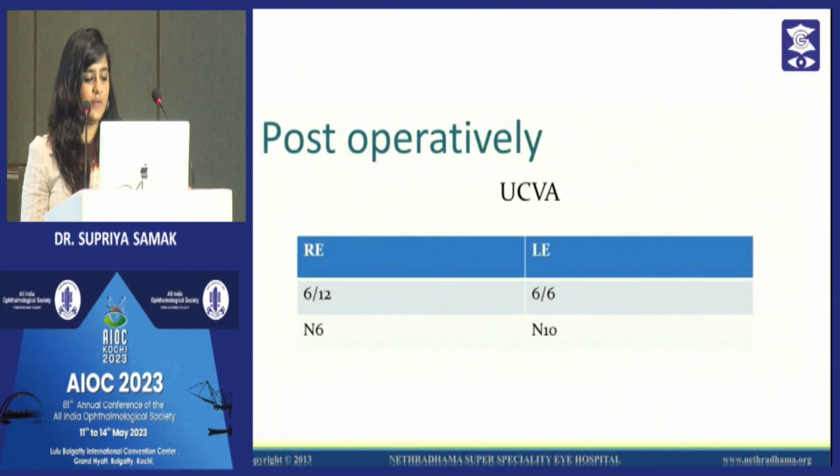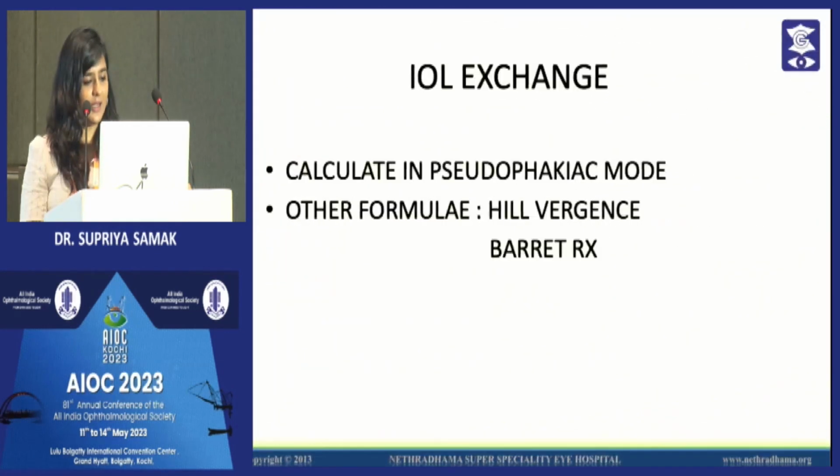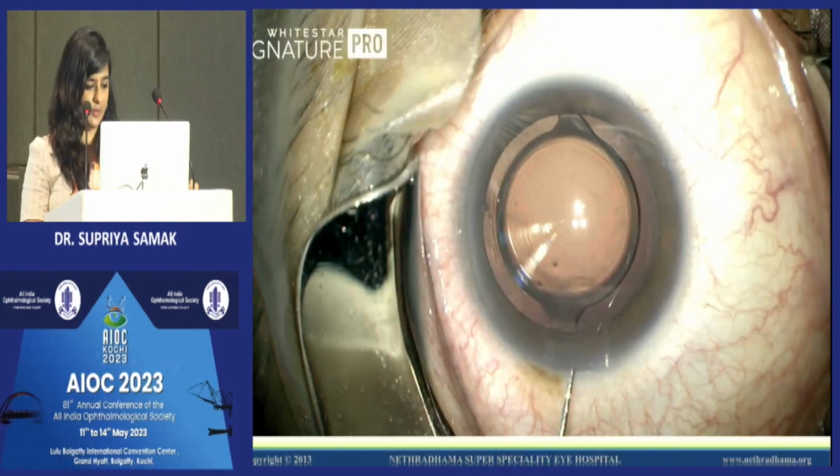And post-operatively, you can see that in the left eye, the distance vision is 6/6, and in the right eye, the near vision is N6. So this was a very unique case of managing the refractive error post-operatively. Now, IOL exchanges. Basically, we need to calculate in pseudophakic mode, and the other formulae that are used are the Hill-RBF and the Barrett formulae.